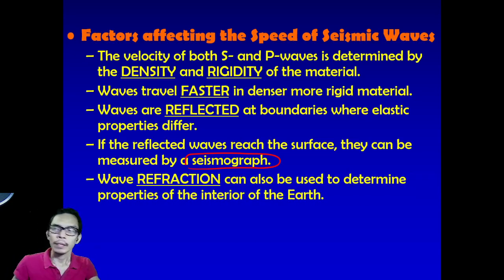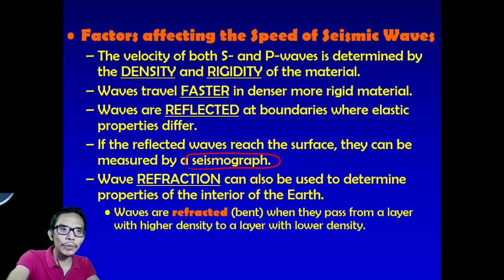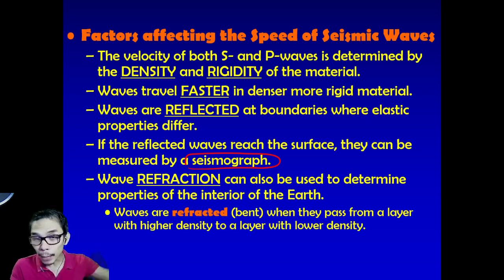Next, aside from being reflected, waves are also refracted. If reflected means bounce back, refraction means bending. Why do seismic waves bend? When they encounter a material with a different density, seismic waves are likely to be refracted. They can pass through that material, but the speed of that particular wave will be slower than usual.